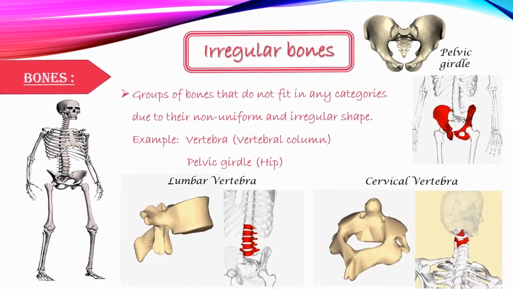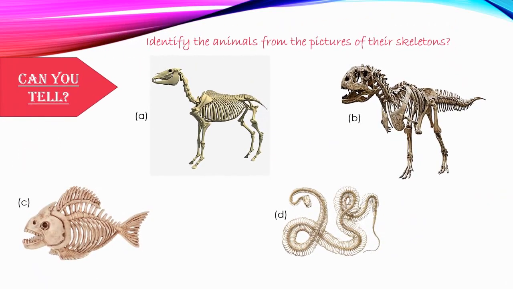Students, can you identify the animals from the pictures of their skeletons? Yes. Figure A is a picture of a horse. By observing the skeleton, we can identify that the picture is of a horse. Then figure B, by seeing the skeleton, we can identify that the skeleton is of a dinosaur. Then figure C, the skeleton is of a fish. And figure D, the skeleton is of a snake.